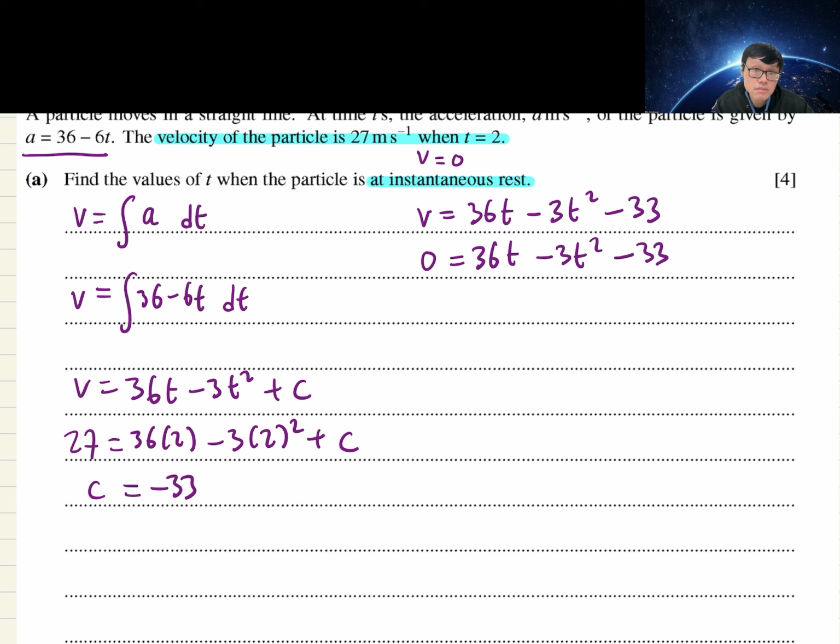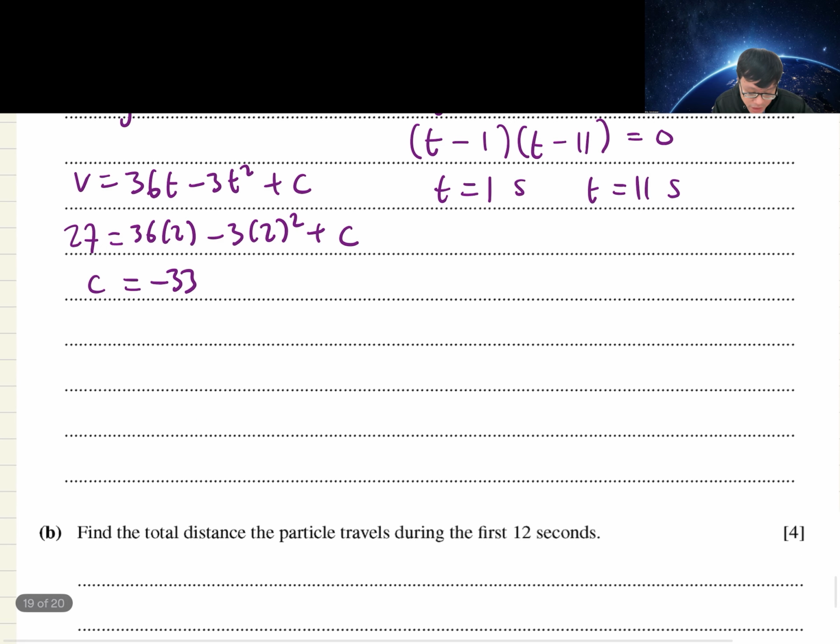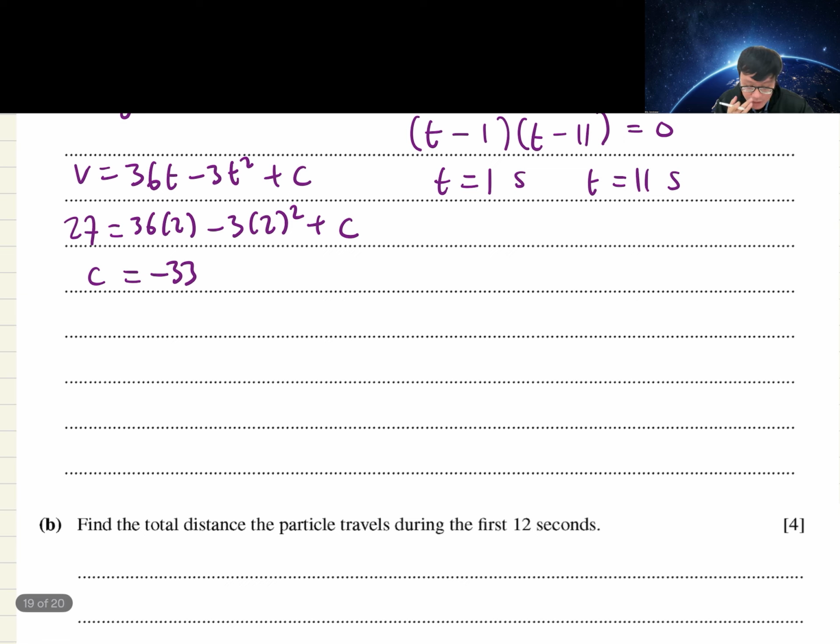We can divide both sides by minus 3, and you get t squared minus 12t plus 11 equals 0. And then we factorize, you will get minus 1 and minus 11. So we get t equals 1 or t equals 11. So this is the answer. The second question: find the total distance the particle travels during the first 12 seconds.